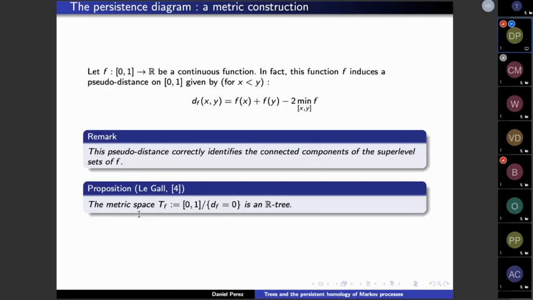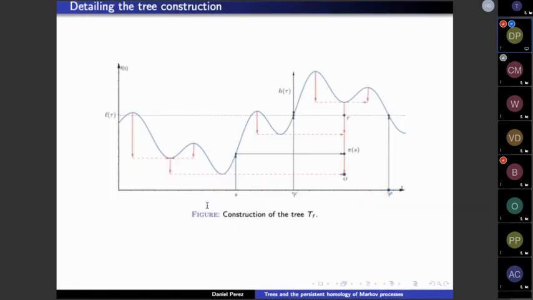The second remark is that because this is a pseudo distance, you can quotient [0, 1] by all the points which are a distance 0 away from each other. If you do this, it turns out that what you get is an R-tree. So essentially, it's a tree. How does this work exactly? For the moment, just focus on the blue curve, which is our function, and the tree, which is drawn here in red.